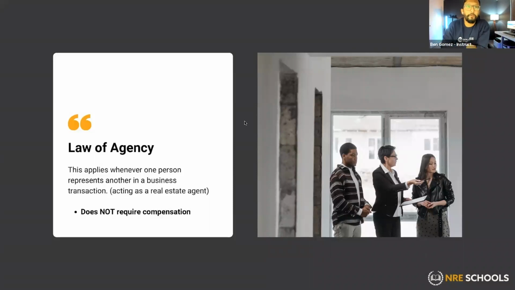I could represent my mom in the purchase of a property, and I could do it for free if I wanted to. It does not require compensation. That is not a requirement of representing someone else. That's a star, heart, circle, however you got to remember that, but you got to know that one.